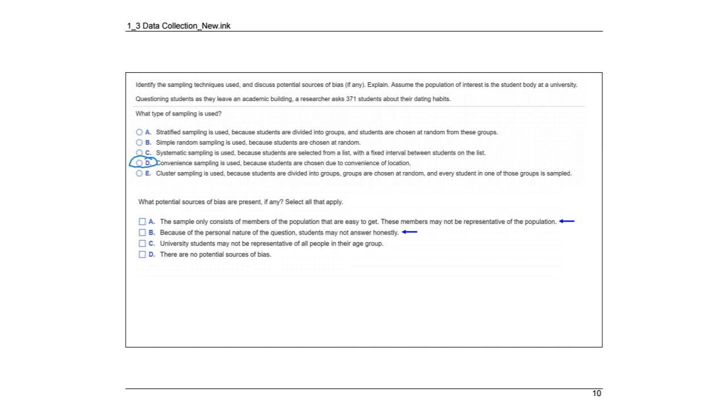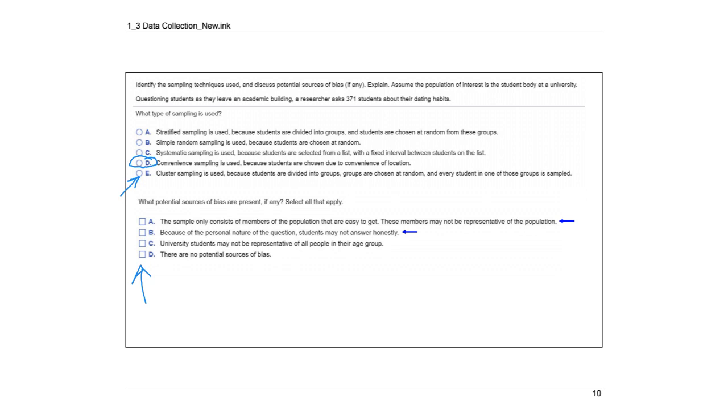And then we have what potential sources of bias. Now notice up here, there's a circle next to the letters. That means you only can pick one answer. So if there's a circle in front of the multiple choice, you can only pick one answer. Down here, we have little squares. With the squares, that means that we can answer more than one.